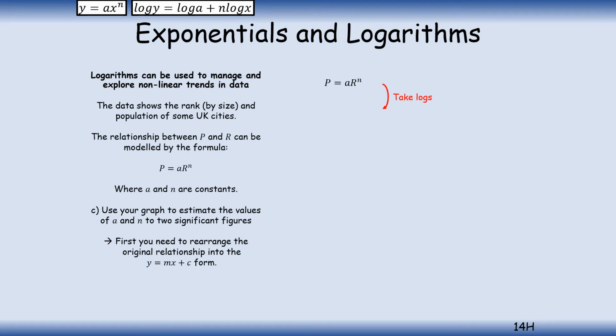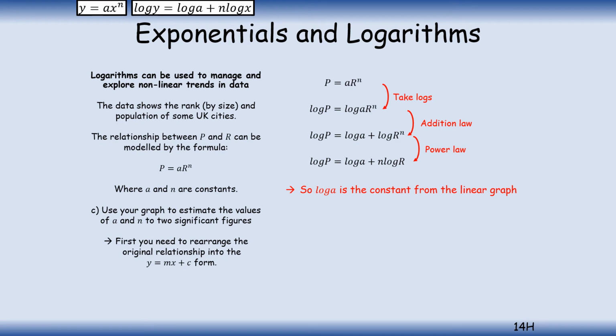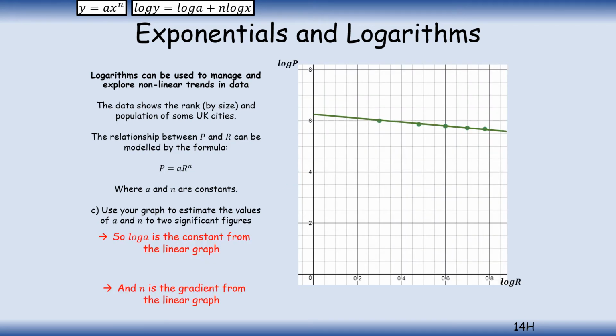So remember what I said about the log rules here. We could write this in that form using the addition law and then bring the power down. So this can be converted into this form. Is that okay? Okay, so now you will see that log A is the constant, the y-intercept value, if you like, and n is the gradient of the line. Because it is n log x, n is the gradient of the line.